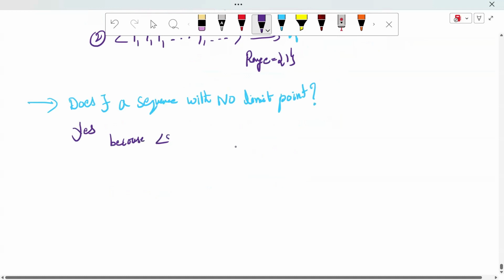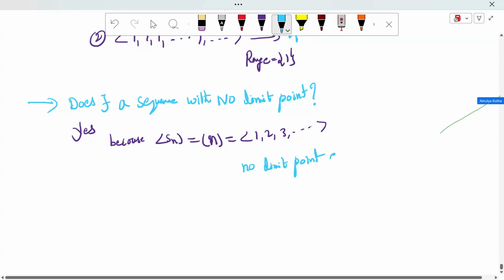Because, for example, we can take the sequence Sn equal to n, sir. n is the sequence 1, 2, 3, and so on. Can you tell the limit point here, sir? 1, 2, 3, 4, 5, 6, 7, and so on. Natural numbers do not have a limit. So no limit point. The sequence does not contain a limit point. No limit point exists.